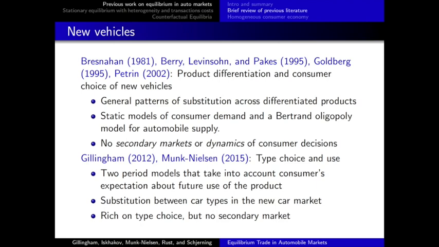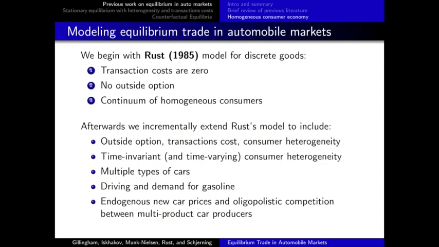For our purpose, it's mostly really that we want to see the effect of tax and gasoline. We need to have usage, and they needed that too. These models, because they're static load-to-choice models, can afford to have many more types of cars. They're really rich in the type space, on many different makes and models. But there's no secondary market, and there's no dynamics with respect to replacement of cars. Okay, so that's the history, and let's get started with the model.